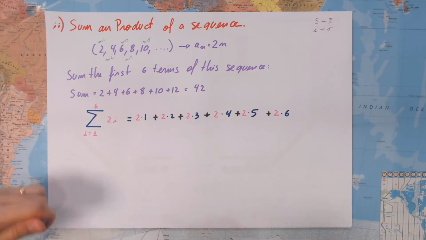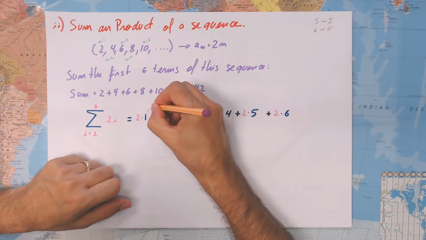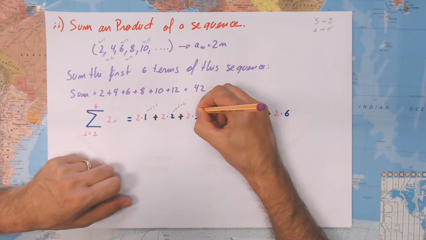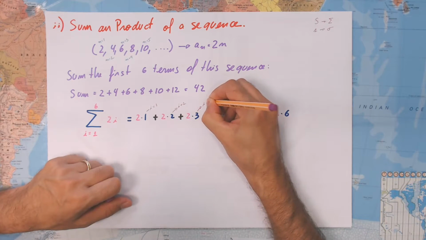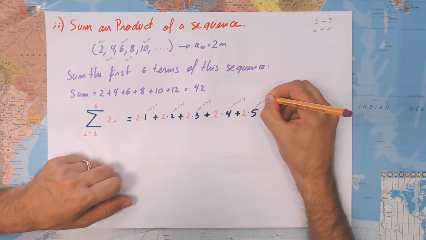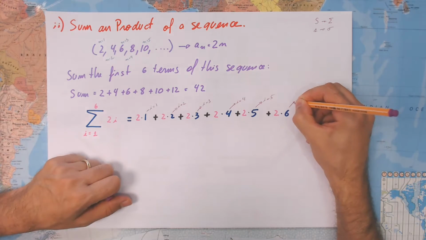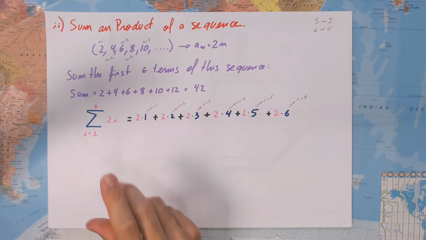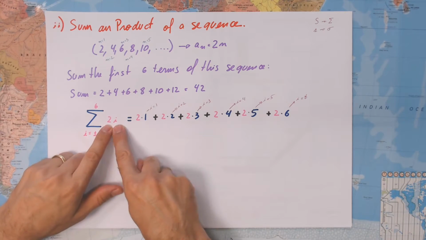And this is the value of i. So i equals 1, i equals 2. This is the value of i equals 3, i equals 4, i equals 5.